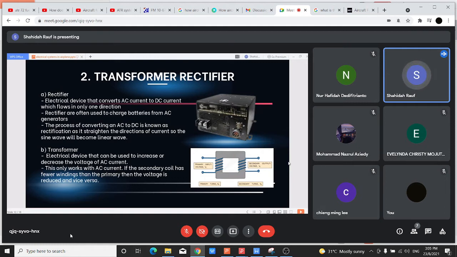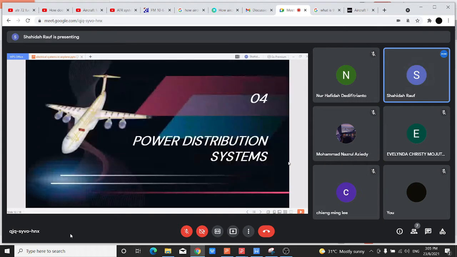Okay, so the second one is transformer. A transformer is also an electrical device that can be used to increase or decrease the voltage of AC current. This only works with AC current. If the secondary coil has fewer windings than the primary, then the voltage is reduced, and vice versa. Okay, so far do you understand?